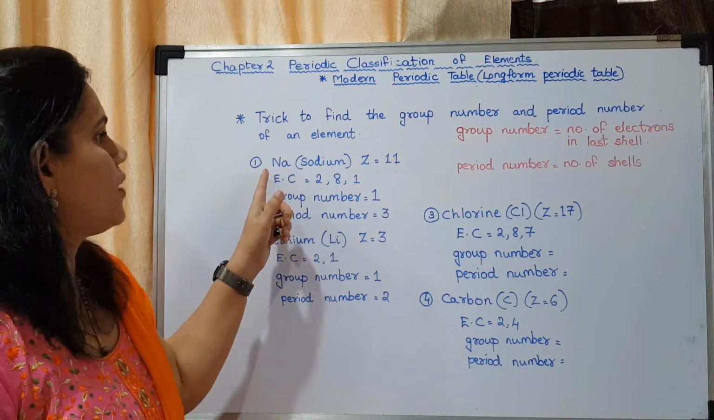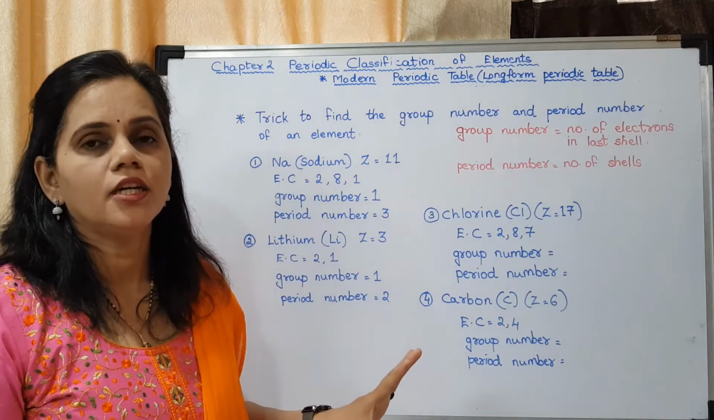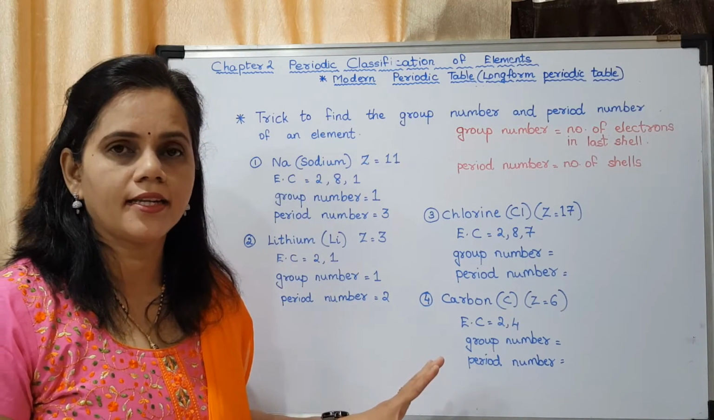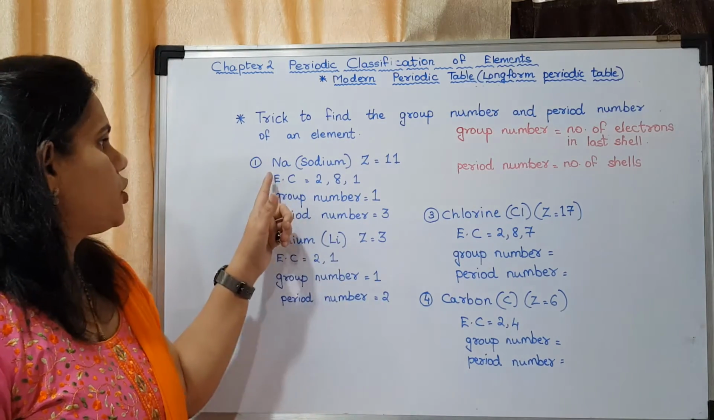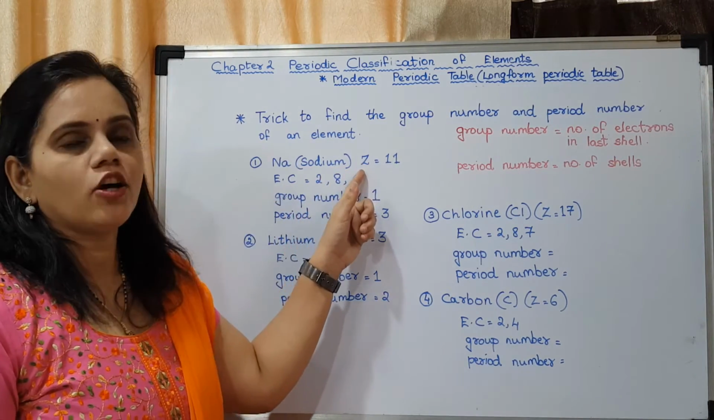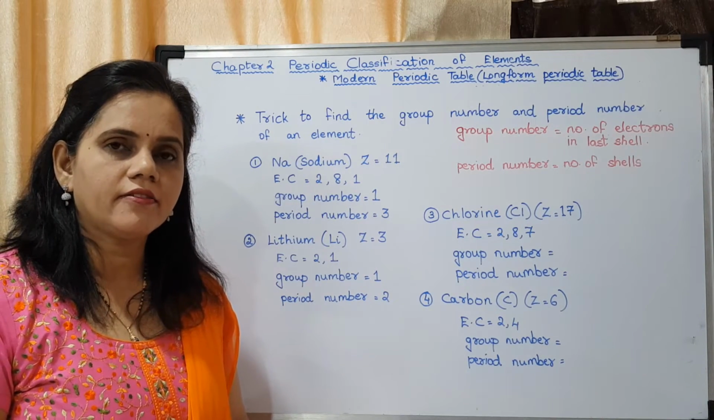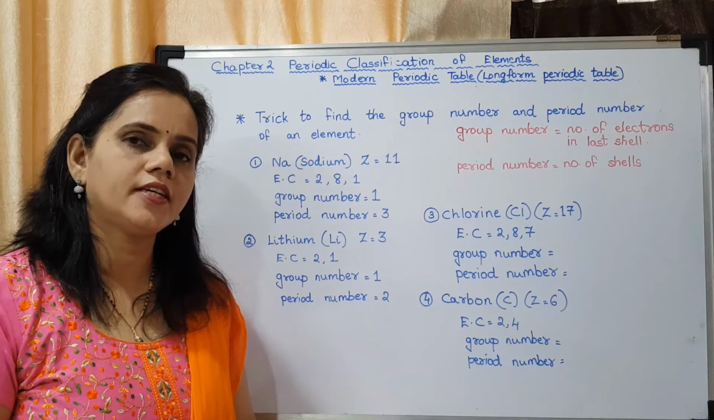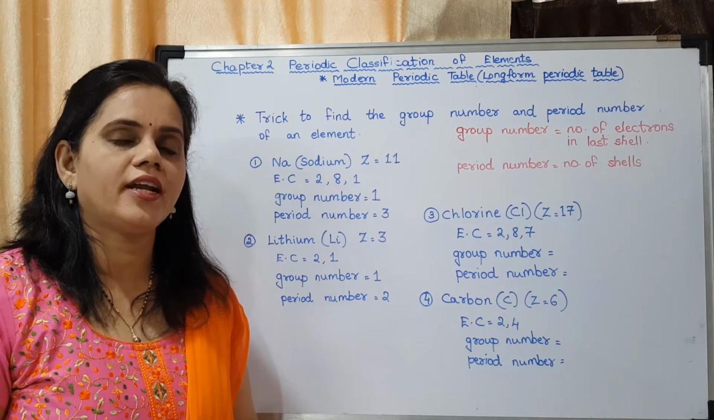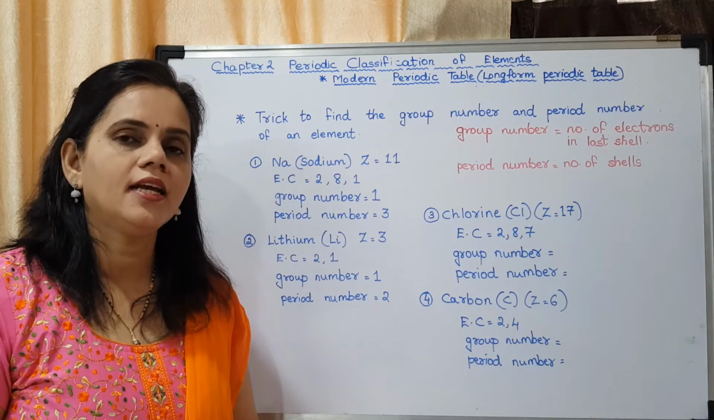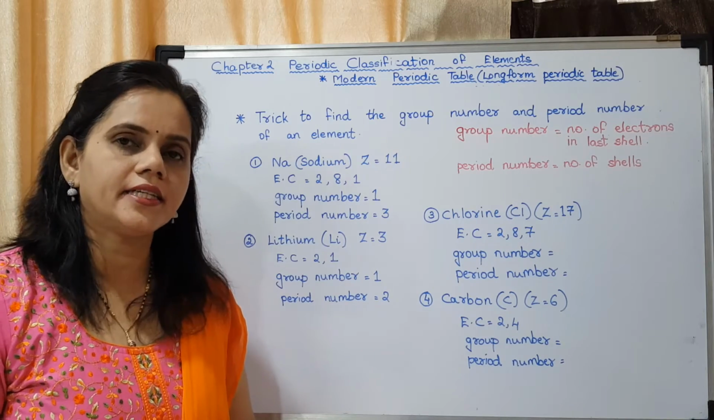So how to find out? I'll give you an example. I have given you 4 examples here. You may check their positions in the modern periodic table given in your textbook. Sodium, atomic number 11. What is its electronic configuration? Its electronic configuration is 2, 8, 1: 2 electrons in the first shell, 8 in the second shell, and 1 in the third shell.